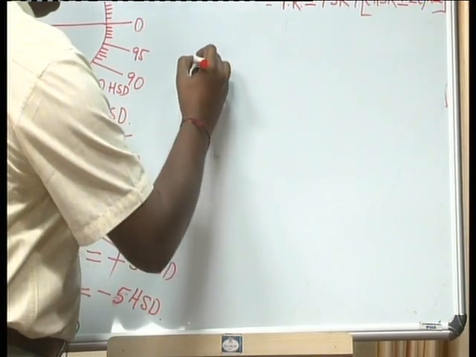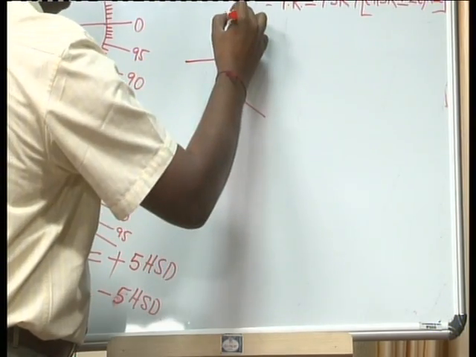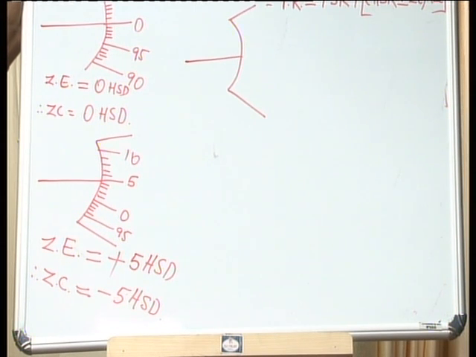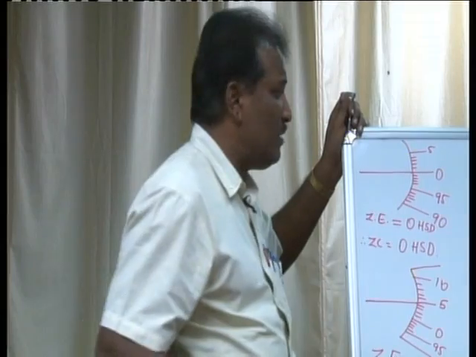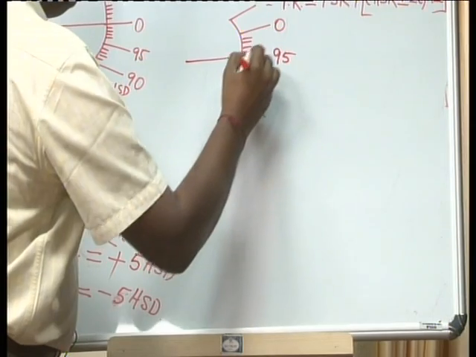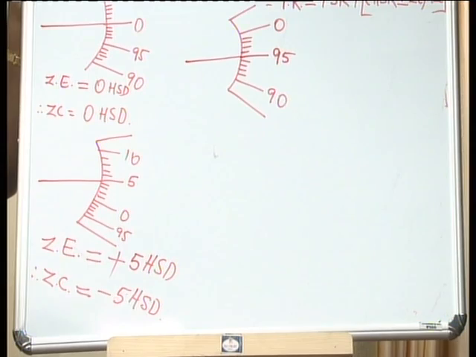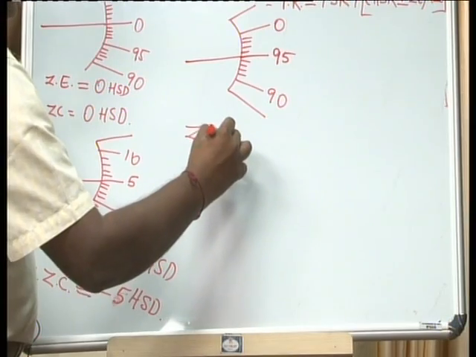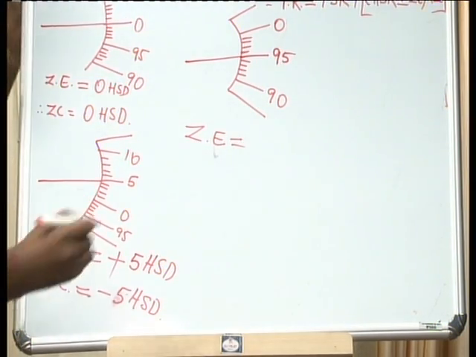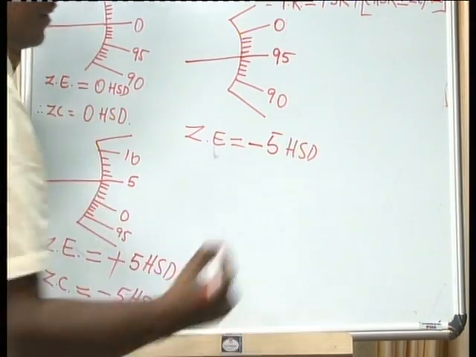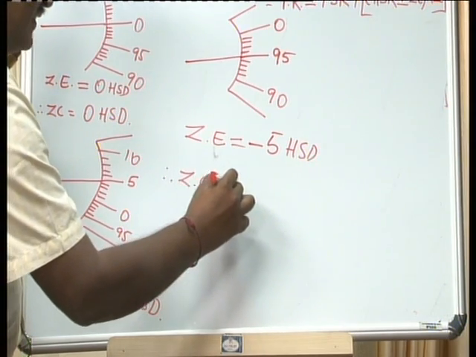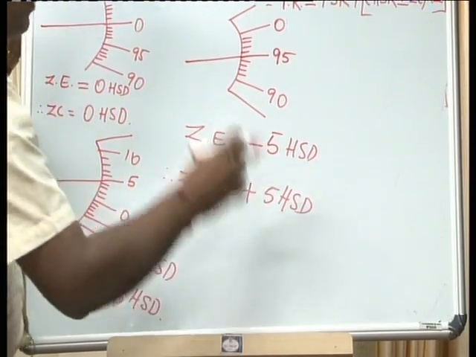The third type is under the same situation, when the movable tip of the screw is in contact with the stud or fixed plug. Instead of the 0th division coinciding, the 95th division coincides: 95, 96, 97, 98, 99, 0, then 1, 2, 3, 4, and 90, like that. Here the 0th or 100th division should coincide. Instead it is 95th, and 95 is less than 100. By what extent? Minus 5 HSD. Therefore, the zero correction is plus 5 HSD to make the error nil. Minus 5 plus 5 is 0.